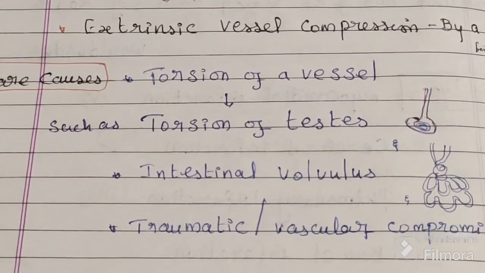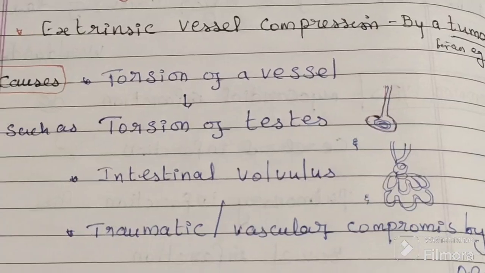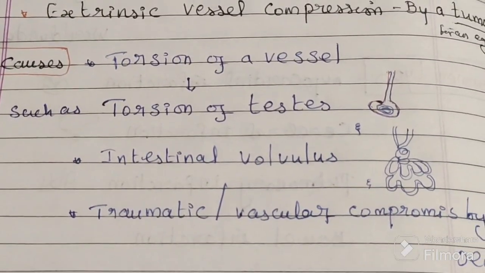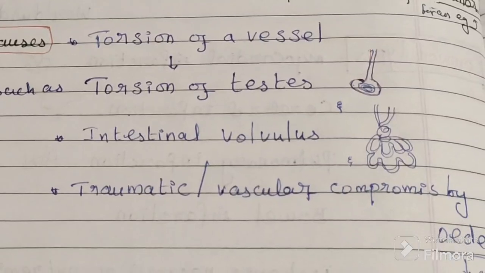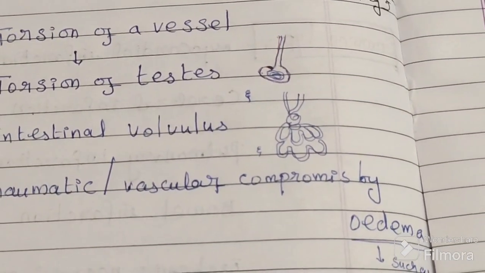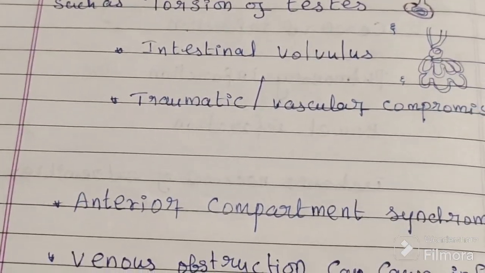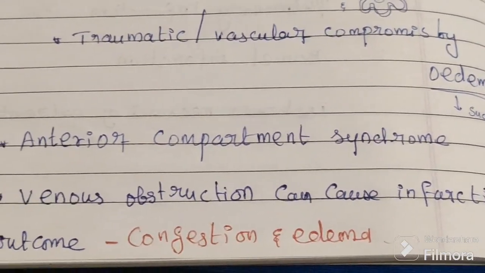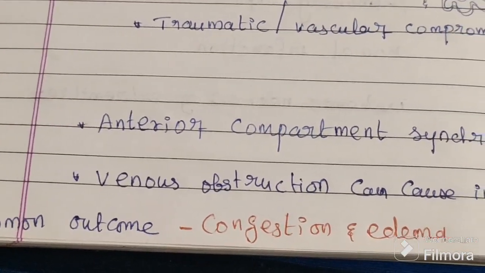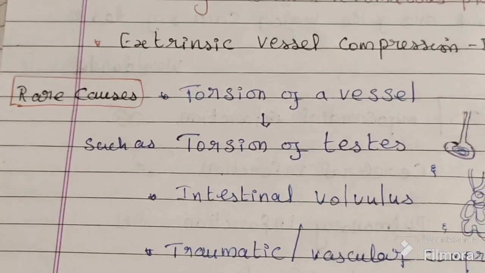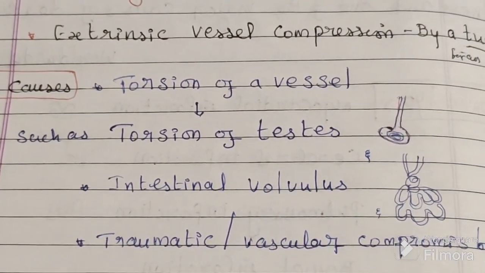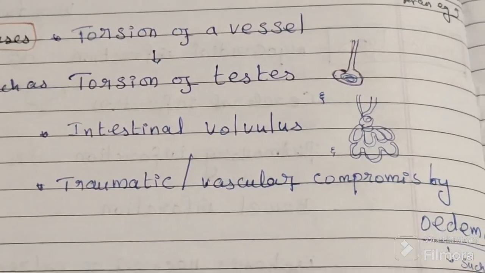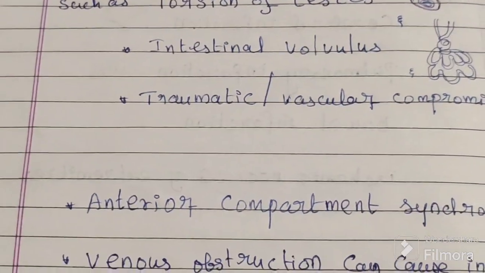What are the rare causes? Torsion of vessels such as torsion of the testis, intestinal volvulus, and traumatic or vascular compromise by edema, such as anterior compartment syndrome.